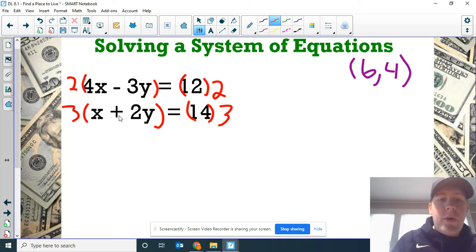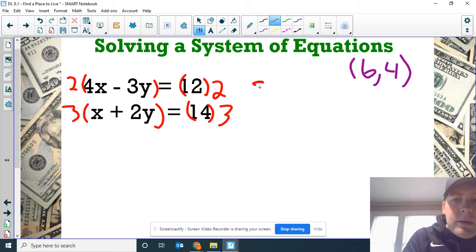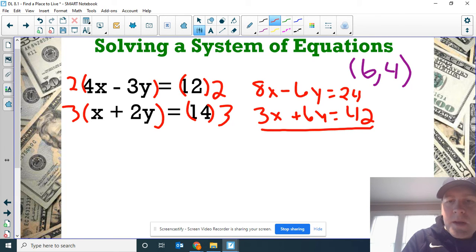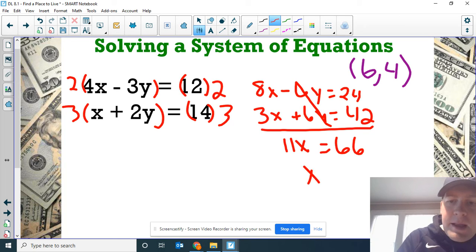Okay, so then when I multiply through, I get 8x minus 6y equals 24, and 3x plus 6y equals 42. We're going to go ahead and add the two equations together. So 8x plus 3x is 11x. Negative 6y plus 6y is 0. Those cancel out, and that's going to equal 24 plus 42, which is 66. Divide both sides by 11, and x is going to equal 6.